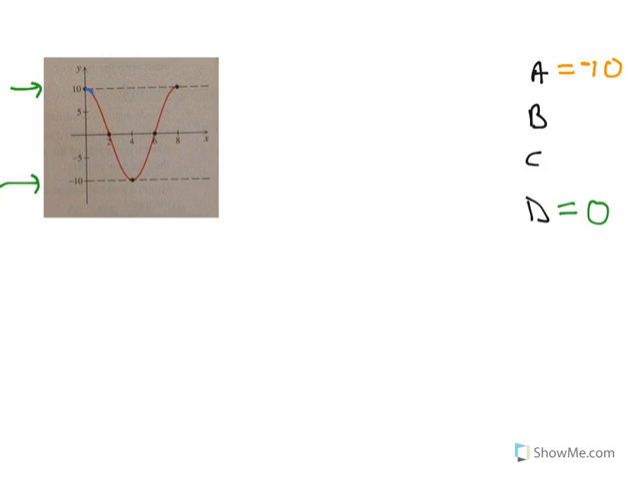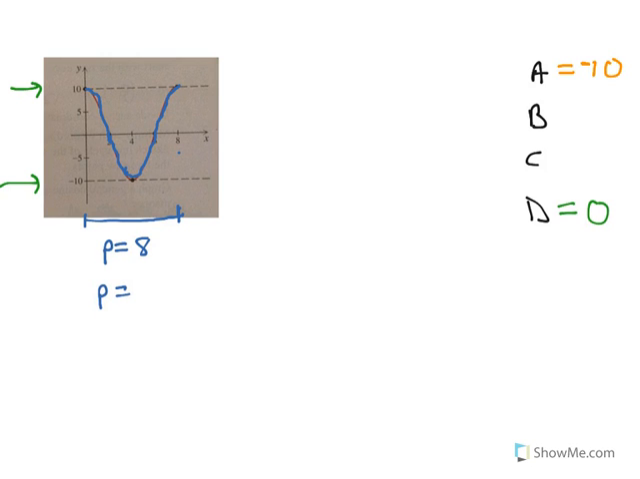Notice this is a cosine pattern, and you could write this as a cosine function. We'll do that at the end. So how long does it take to make one rotation or one repetition? It looks like it goes from 0 to 8 to make one repetition. So your period is going to be 8.